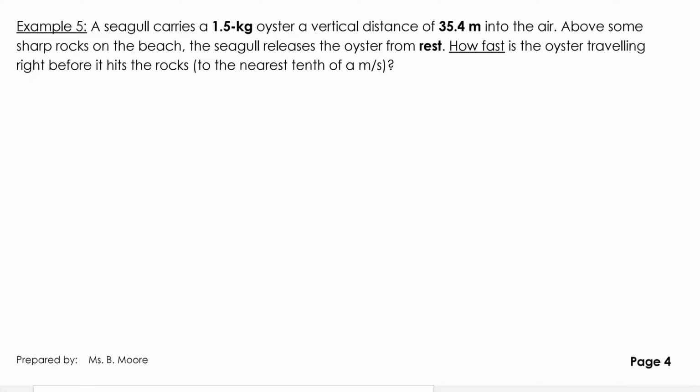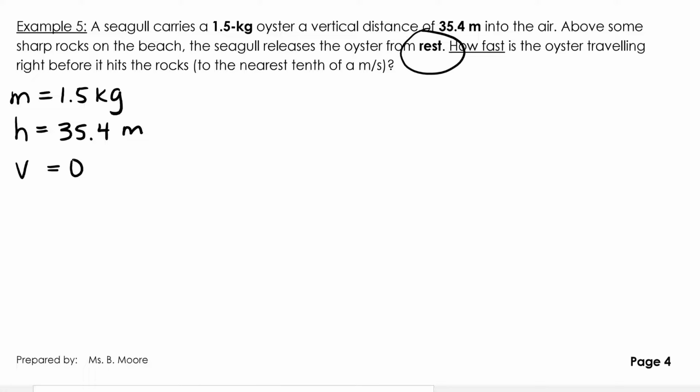A seagull carries a 1.5 kilogram oyster a vertical distance of 35.4 meters above the ground. Above some sharp rocks on the beach, the seagull releases the oyster from rest. What does that mean, from rest? Well, it means that the speed is zero. How fast is the oyster traveling right before it hits the ground?